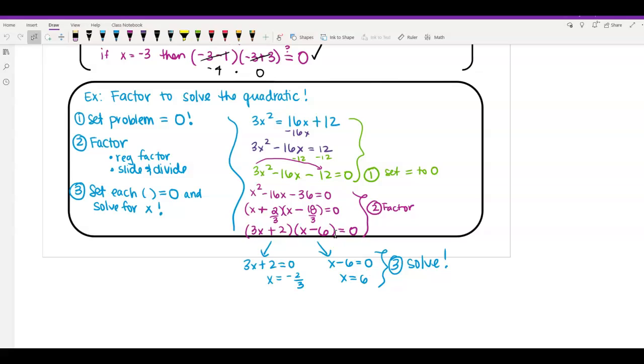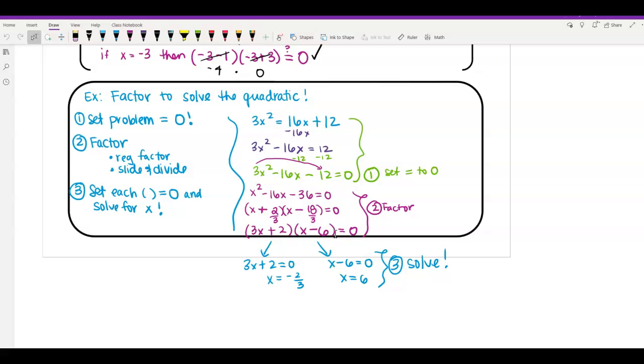3x plus 2 equals 0. I'm going to subtract 2 and divide by 3. That's how I get negative 2/3. X minus 6, I'm going to add 6 to both sides, and then I get my answer is 6. So my 2 answers for this problem are negative 2/3 and 6. You can write them in either order. And that's where your graph would cross the x-axis.